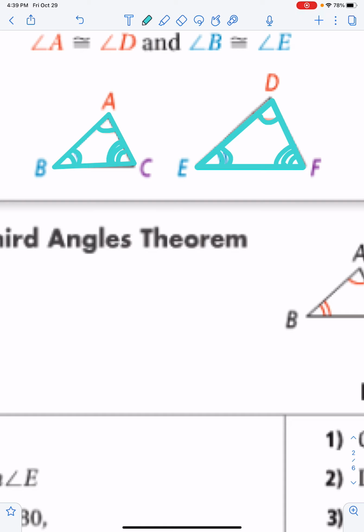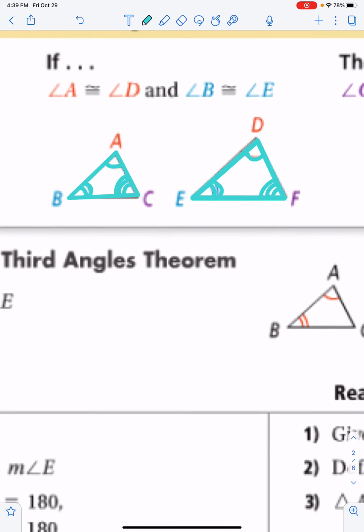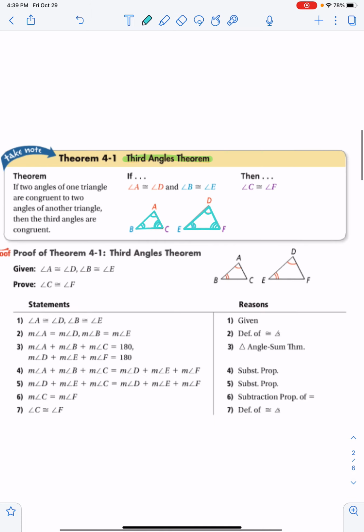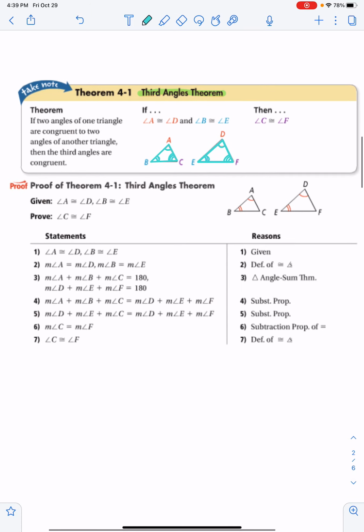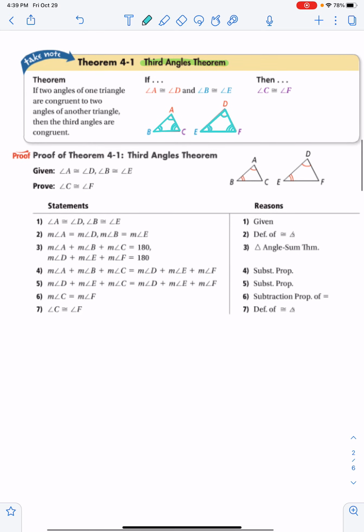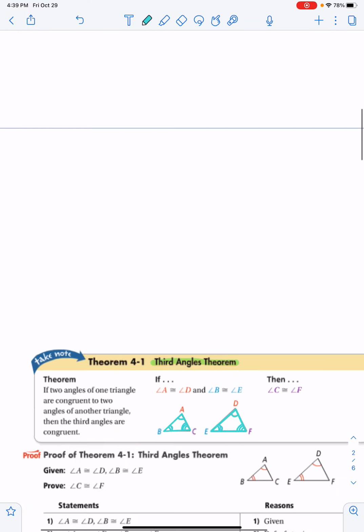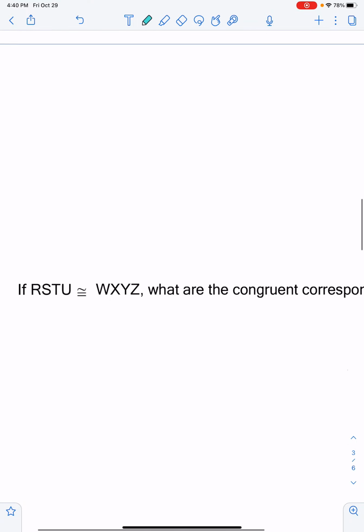They're both triangles, they both add to 180, so if two out of the three angles are the same, the third one has to be the same as well. So that's called the third angles theorem. And here's a little proof if you want to peruse on your own of how that works. So far we've got congruent and third angles theorem.